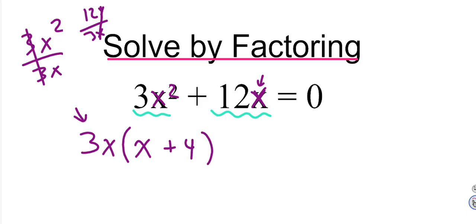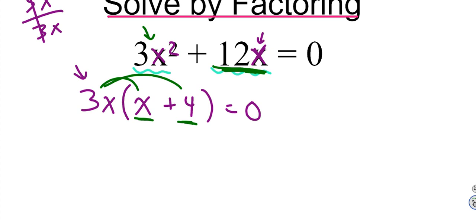Some people don't do it that way. Some people just go, what should I put here so that 3x times x gets me back to 3x squared? What should I put here? So 3x times whatever I put in there gets me back to 12x. Whatever method you use, I am fine with.